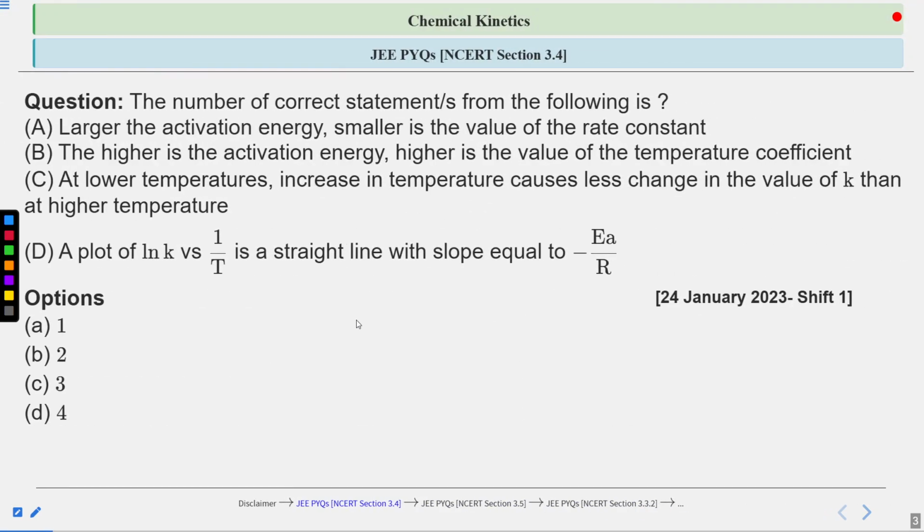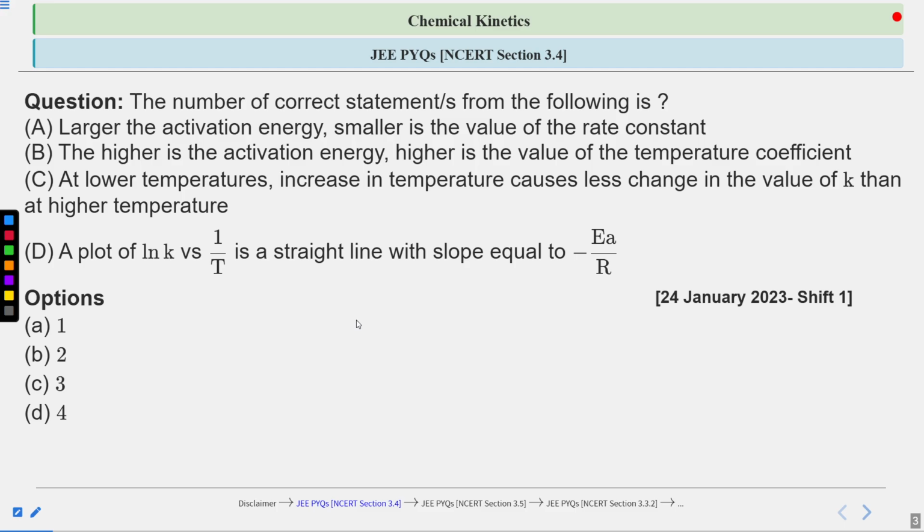Let's begin with our first question. The question is a JEE PYQ and it covers NCERT section 3.4 from our chapter Chemical Kinetics. The question is asking the number of correct statements from the following. So we are given 4 statements A, B, C and D. You have to tell the number of correct statements from the given 4 statements.